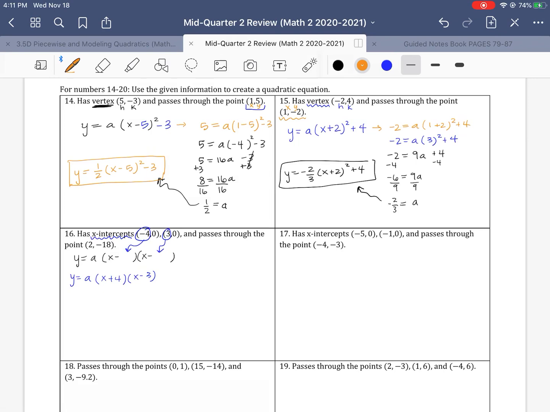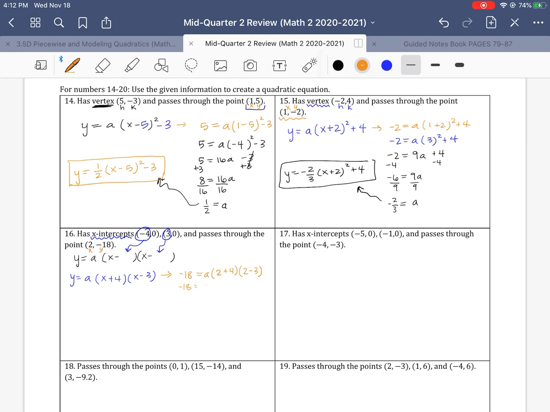Just like the last ones, you're given another point that it needs to pass through. That can be like an xy that's going to work to help us find the a value. So a -18 would be that y value is equal to a. We get 2 as our x value up there that's given. So 2 plus 4, and then there's another spot to put the x in. So everywhere there's an x, we go ahead and put that 2.